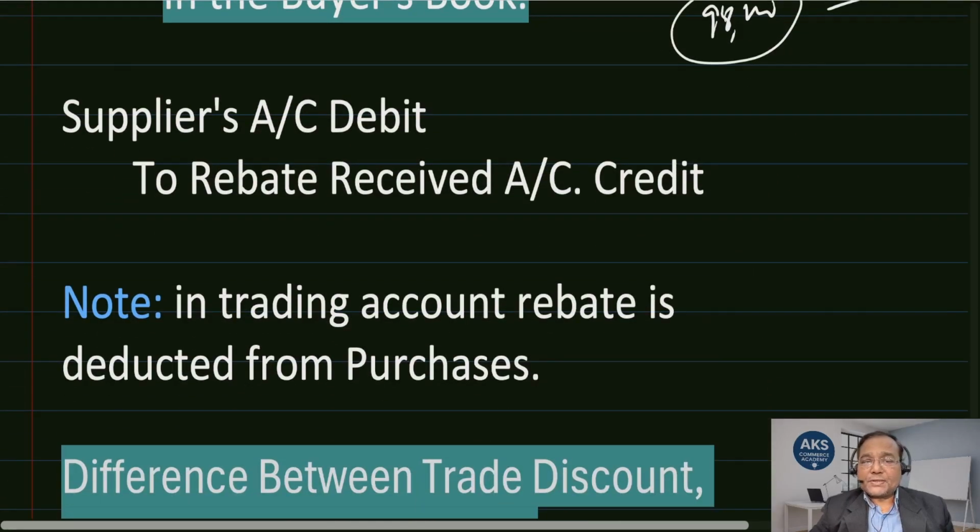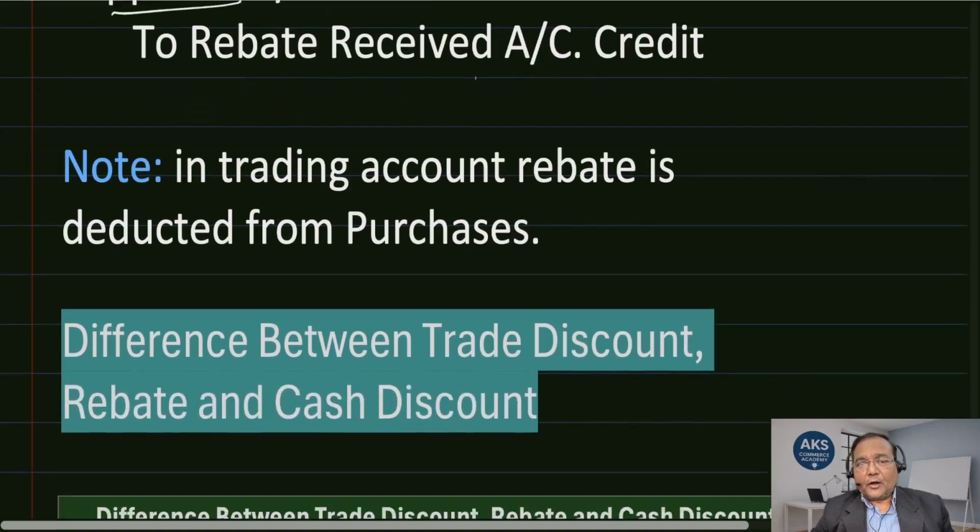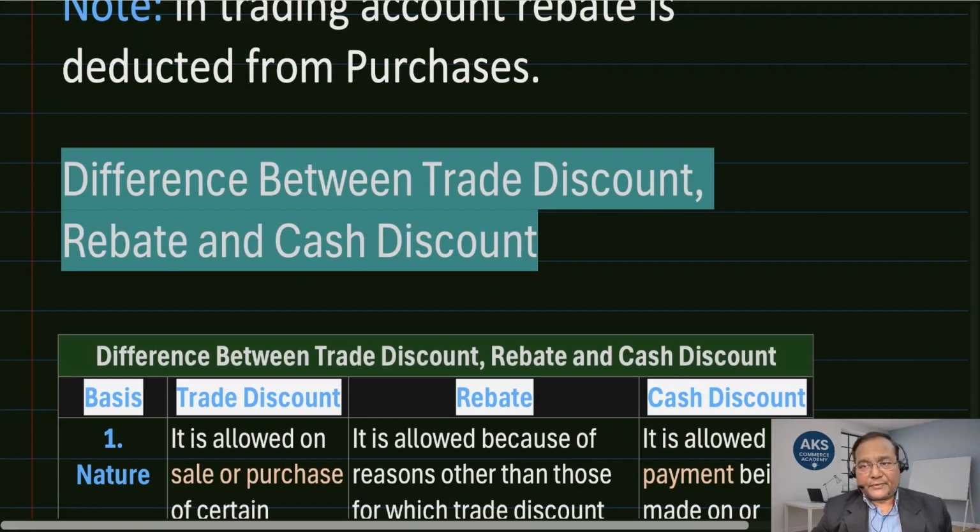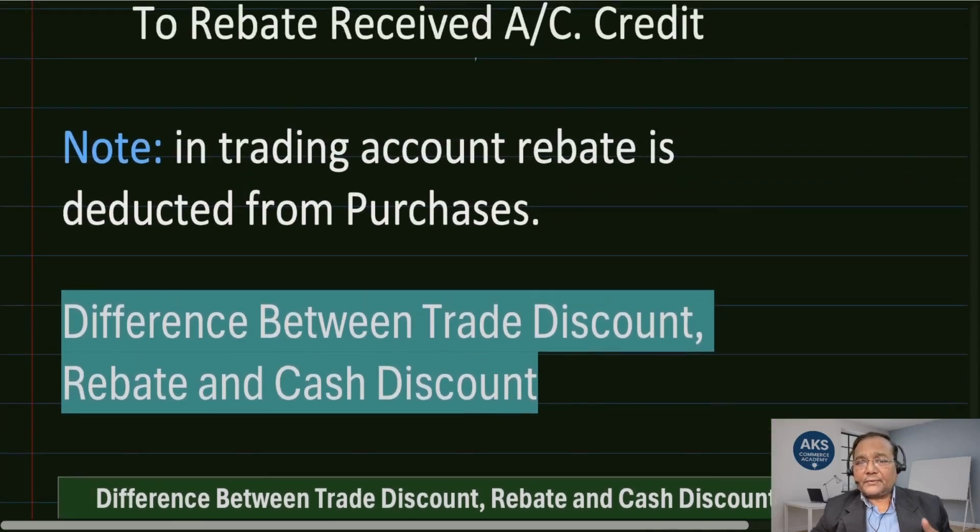Now in the buyer's book, supplier's account is debited and rebate received account is credited. In the buyer's book, the supplier is debited to the extent of the rebate given by the supplier to the buyer, and rebate received is an income, so it gets credited, or a separate account by the name rebate received gets credited. In the trading account, rebate is deducted from purchases. The way rebate allowed is deducted in the trading account, here also, when it is received, we have to deduct it from purchases.